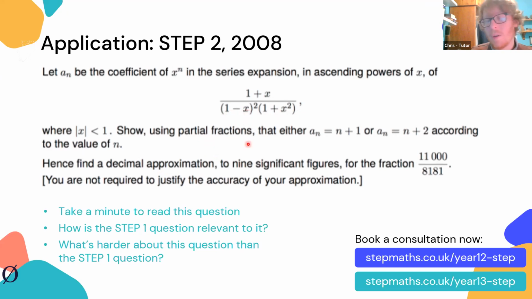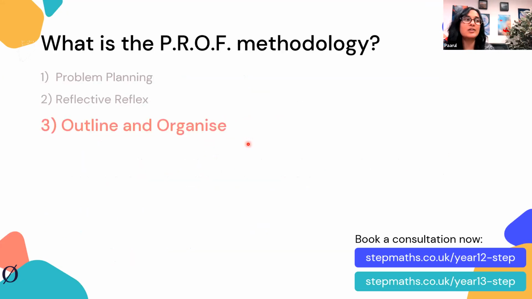All right. And that's all I wanted to say about this one. Okay, perfect. So let's move on then. So we've looked at P and R in P.R.O.F. And we've got O for outline and organize. So in STEP, it's actually really important to lay your work out properly. I'd like to rush through this a little bit so we have a bit of time for question and answers. So how do I lay out my work?